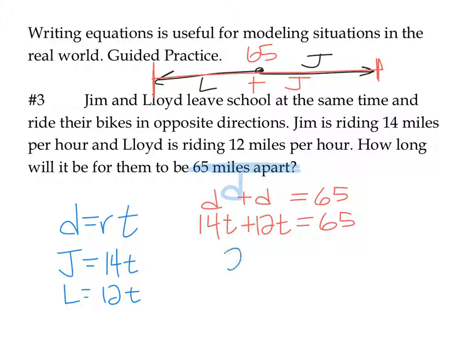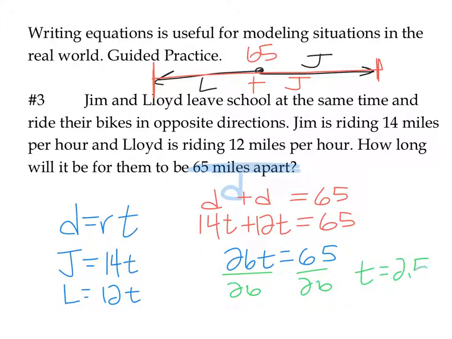So if we go to solve this, we're going to get 26t equals 65. And then if we take that equation, we divide both sides by 26, we get t equals 2.5. In this case, it's 2.5 hours. So in 2.5 hours, they will be 65 miles apart if they ride at that rate and just keep going in opposite directions. All right.